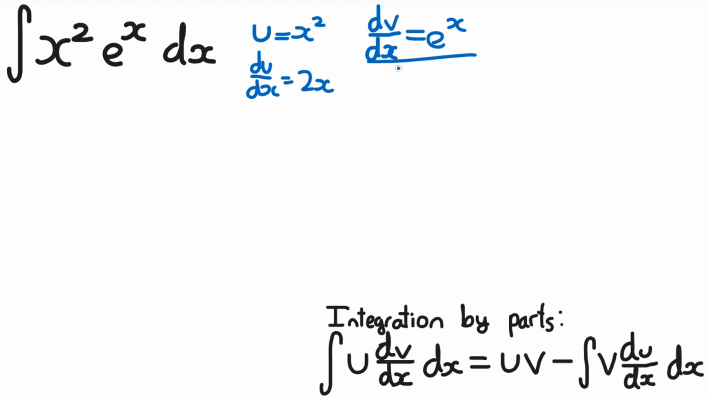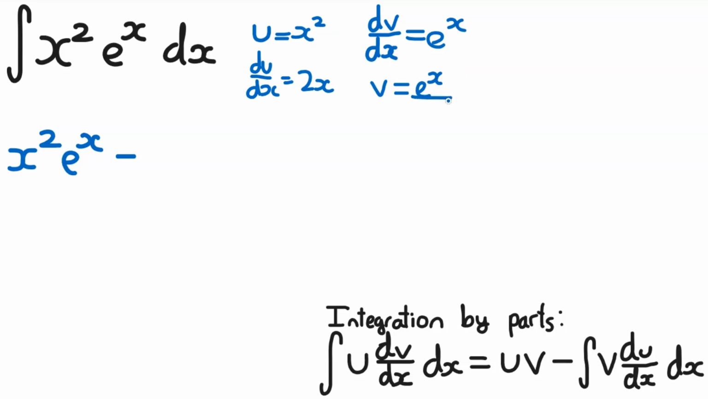and then when you do the dv over dx is equal to e to the power of x and integrate it, it's going to be v is equal to, and as I've already talked about in this video, when you integrate e to the power of x, it's still just e to the power of x, like this here. So if we use the formula for integration by parts down here, it's going to be uv, so u is x squared and v is equal to e to the power of x, so uv is x squared e to the power of x, and then it's going to be minus the integral of v du over dx.